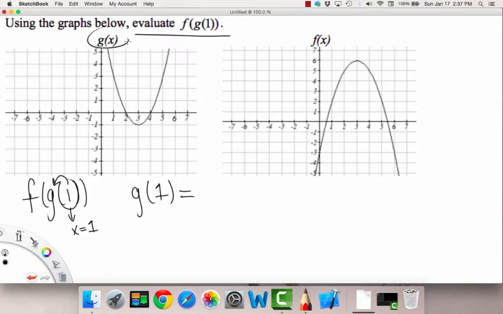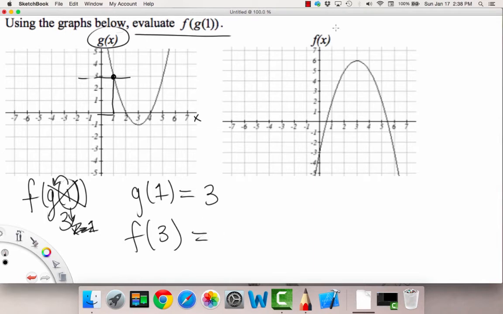And we look at our g of x graph. When our input, this is like our x-axis, is 1, the value of our function is 3, because it's at the level of 3. So g of 1 is equal to 3, so we can replace the inside of f with a 3 here. So this turns into f of 3 is equal to what?